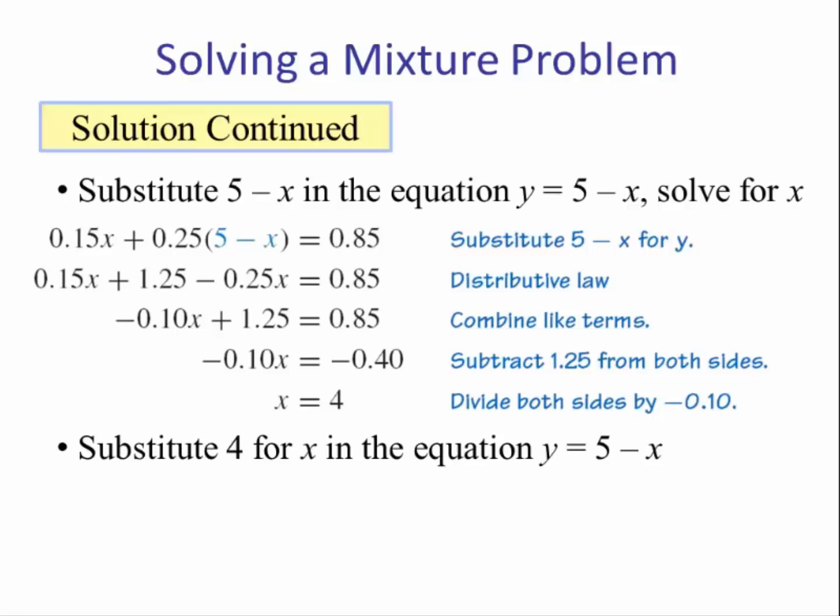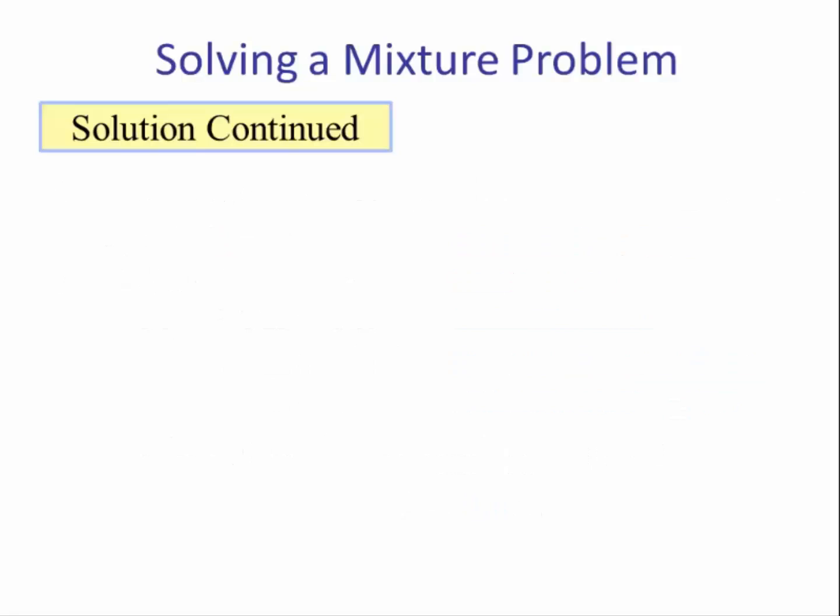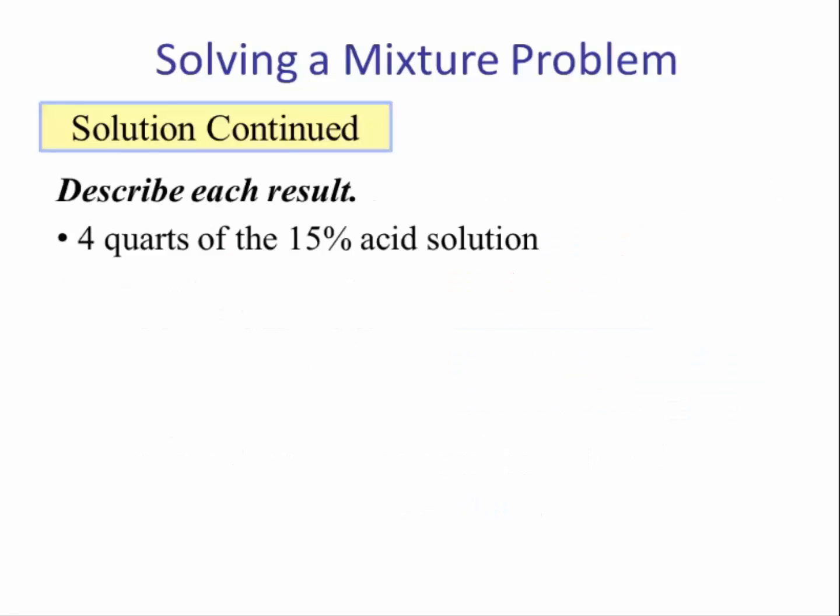To find y, we substitute 4 back into one of the equations. The easiest to use is y equals 5 minus x, and we see that y is equal to 1. So putting the answer back into the terms of the problem, we have x is 4, so 4 quarts of the 15% solution and 1 quart of the 25% acid solution should be mixed together to make 5 quarts of 17% acid solution.